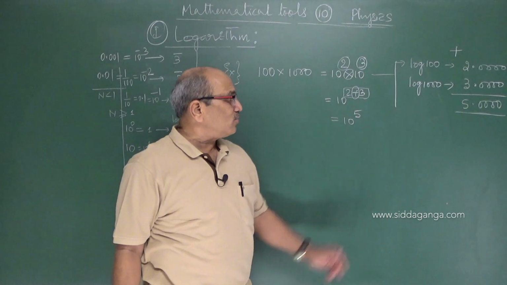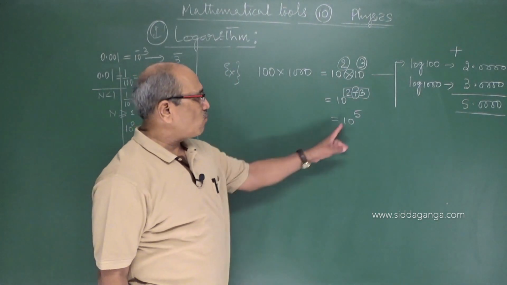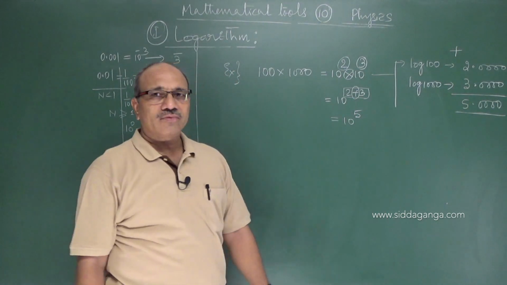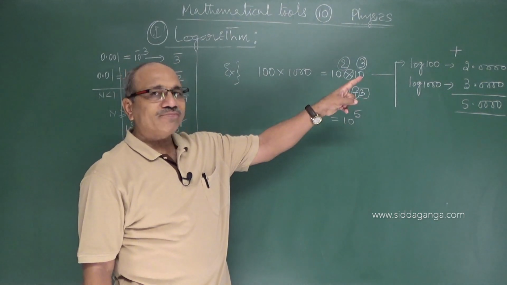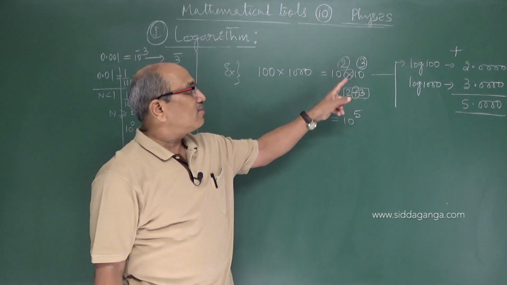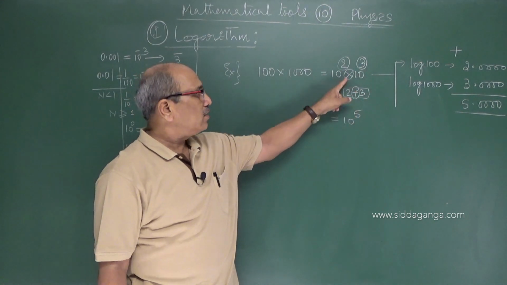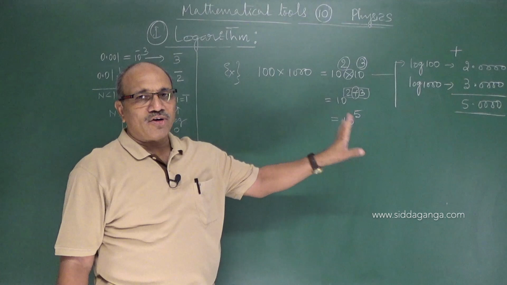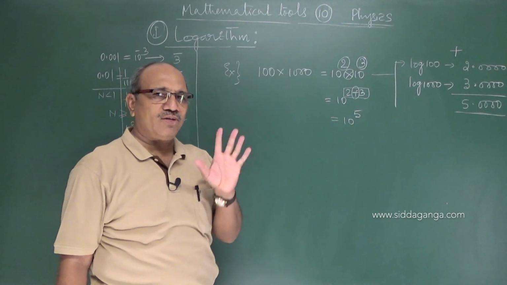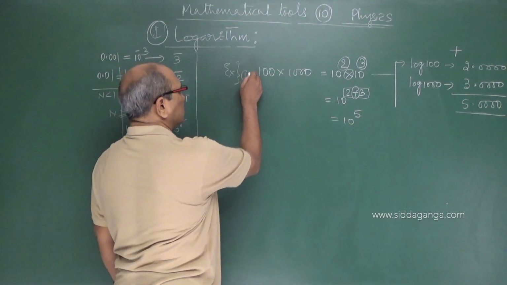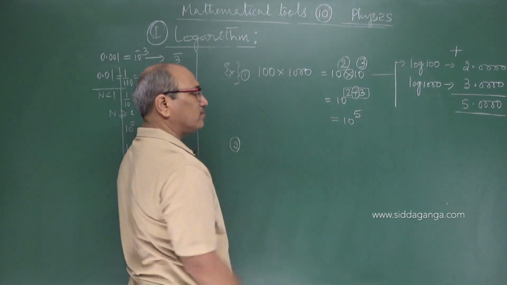I think you have understood why this 10 power 5 comes. What did we do? We converted multiplication into an addition operator to get the product. Most simple one.